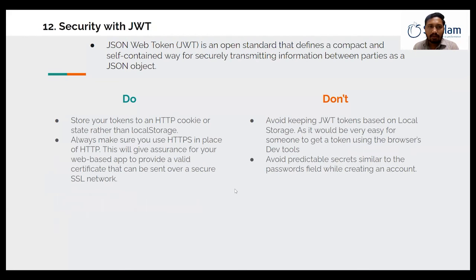Next is security with JWT. Basically, JWT is a JSON web token that is used for authentication between client and server. Whenever you are using JWT, please make sure it is stored in a proper place rather than in local storage. And without any authentication, it will be hard to track the data.